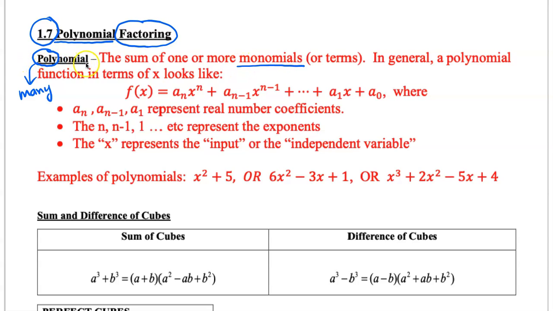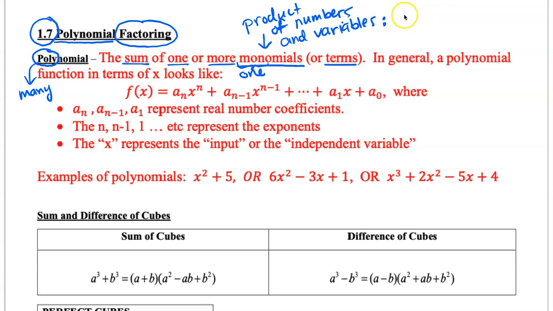So a polynomial is when you're adding or subtracting. A sum could mean subtraction if you're adding a negative. So it's the sum of, or adding or subtracting, one or more monomials, or sometimes we call monomials terms. Now a monomial is when you have only one. This word mono means one. And it's one product of numbers and variables.